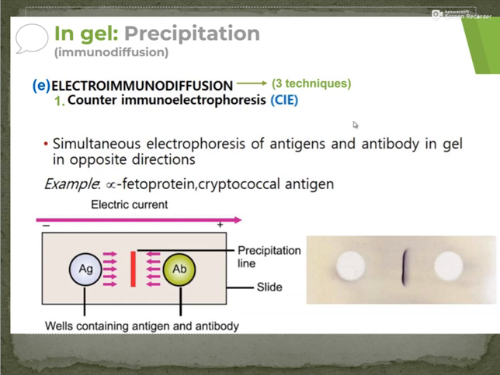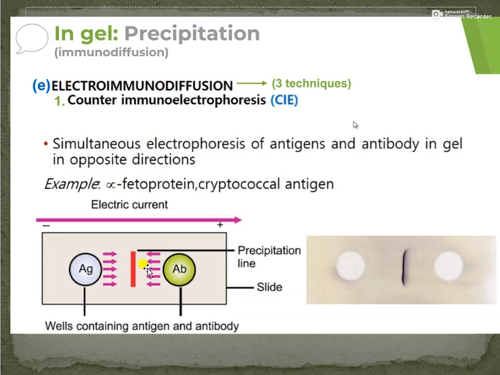In this technique, the simultaneous electrophoresis of both the antigen and the antibody will happen in a gel in opposite directions. Now you can look at this picture. You take a glass slide, and the antigen and the antibody both are put in two different wells, and both will diffuse through the gel, and at the zone of equivalence they would form a precipitation line.